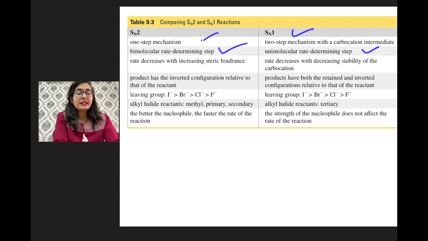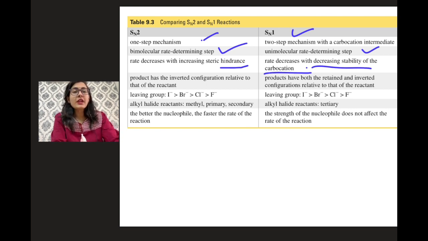Next is, rate decreases with increasing steric hindrance, because a 1 degree, or let's say a primary alkyl halide, will give you a faster reaction compared to secondary and tertiary, and it is just the opposite for SN1, because now we know SN1 goes through the stability of the carbocation, which is written over here. In SN2, the product has inverted configuration relative to that of the reactant, and in SN1 we have both the retention and the inverted product, which is almost 50-50.